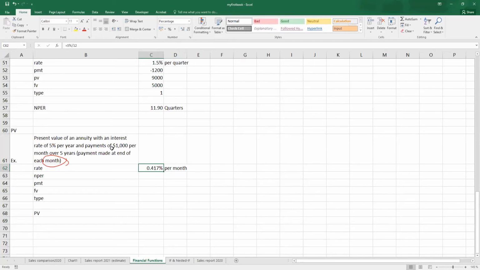After that, payment 1,000 per month. So it is PMT, negative 1,000, because we pay out 1,000 per month over 5 years. That means the nper is 5 times 12, because it is the number of months that you have to pay.